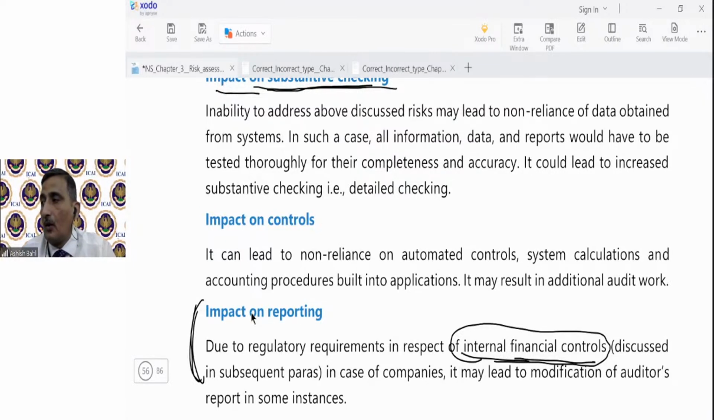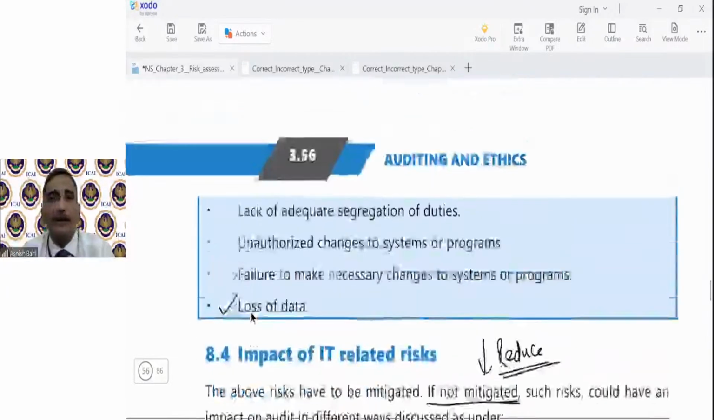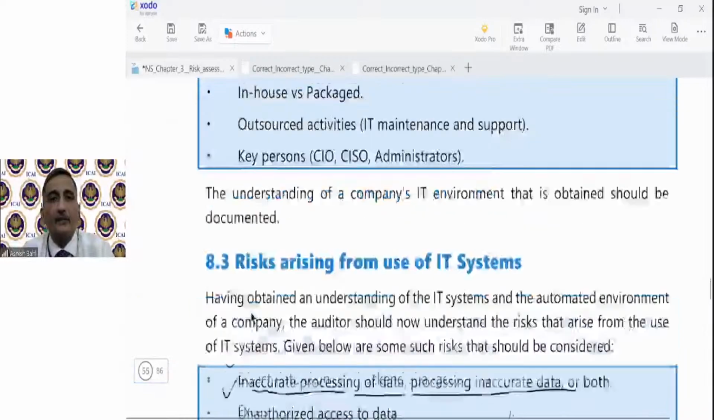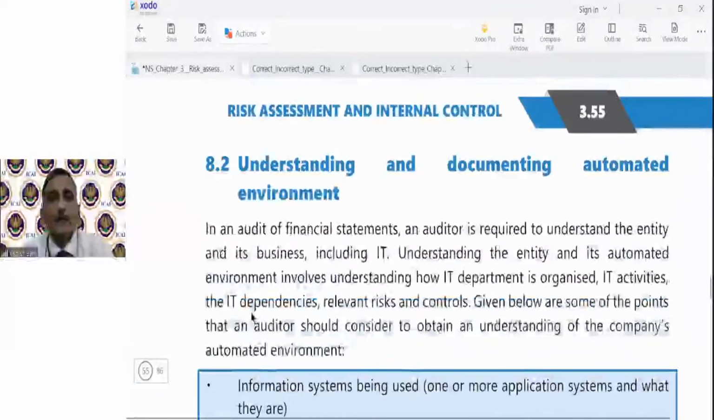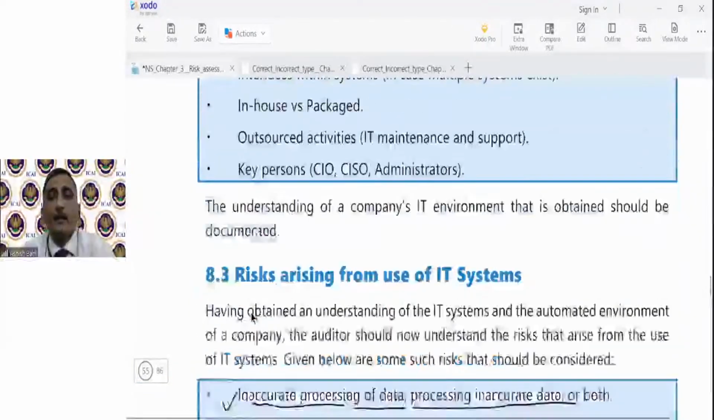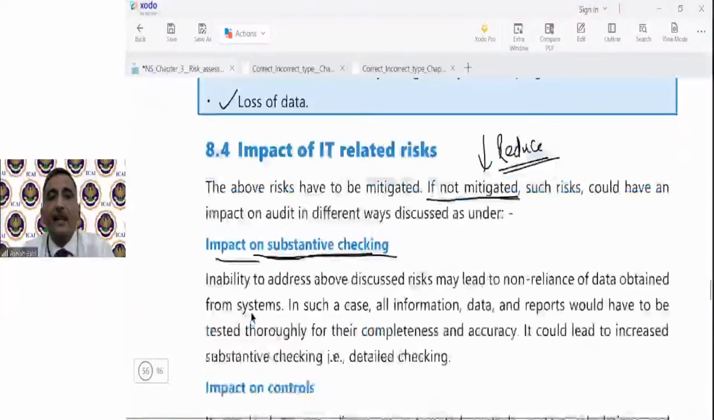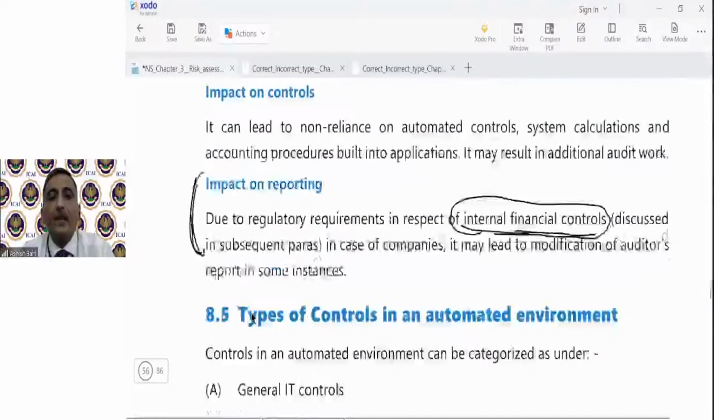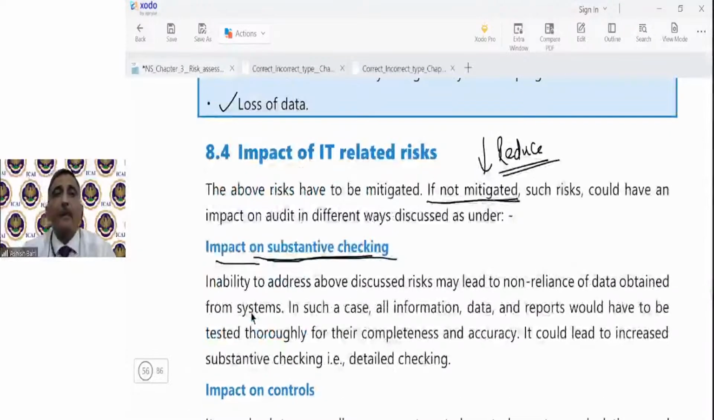Yes, Ashok, you are saying please explain point 8.2 on page 3.55. So let us see. Yes, Ashok, this point basically relates to obtaining an understanding of the IT system.